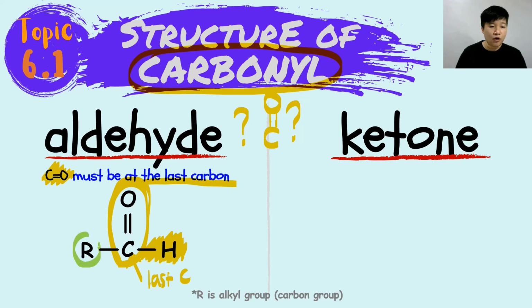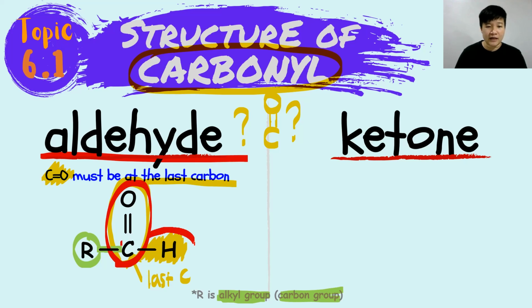The another bond over here can be attached to your R group, and your R group as always is your alkyl group, which is your carbon group. And we don't care how many carbons that is. It can be a straight chain, it can be a ring, it doesn't matter. What matters over here is your aldehyde holding C double bond O and holding hydrogen directly attached to the C double bond O. That is your aldehyde.